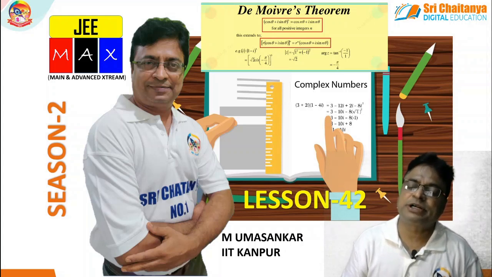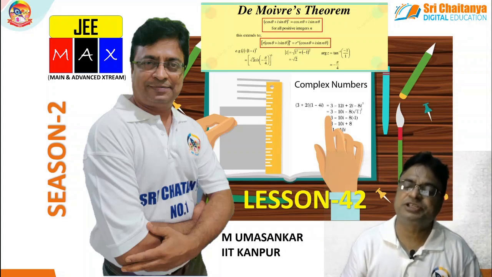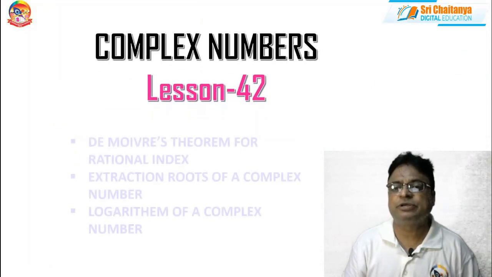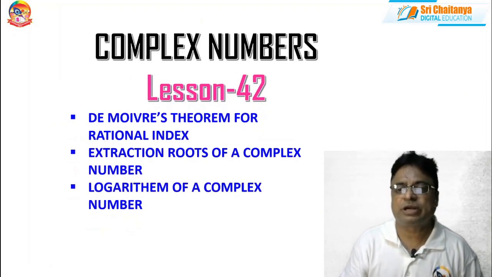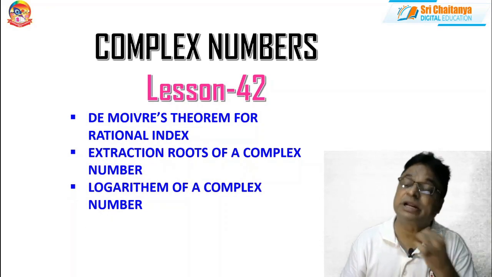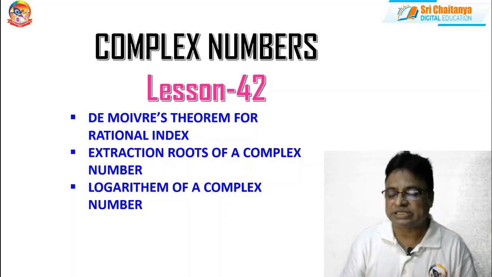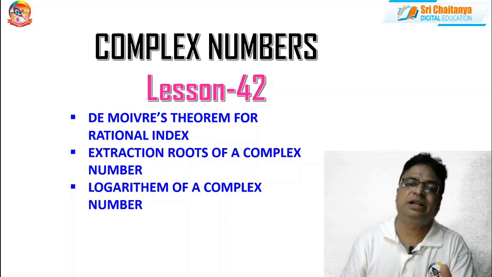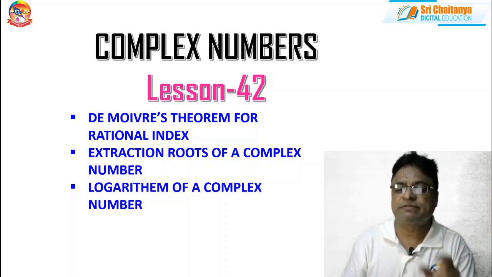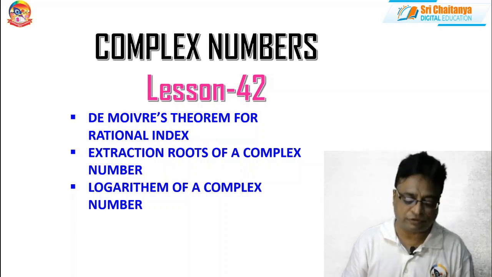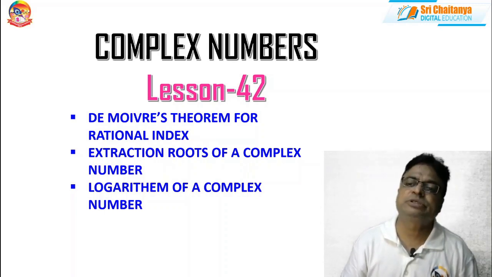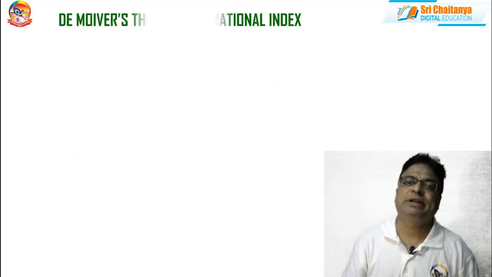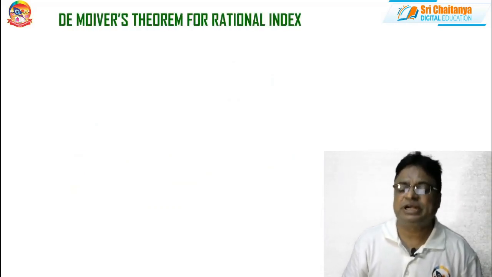This is the most important topic, de Moivre's theorem. This is the last chapter of complex numbers. In lesson number 42, we are concentrating on de Moivre's theorem for a rational index. In lessons 40 and 41, we completed de Moivre's theorem for integral index, whereas this is de Moivre's theorem for rational index and extraction of the roots. How can we extract the roots of the complex number, the logarithm of the complex number? Okay, now one by one. Now, de Moivre's theorem for the rational index.